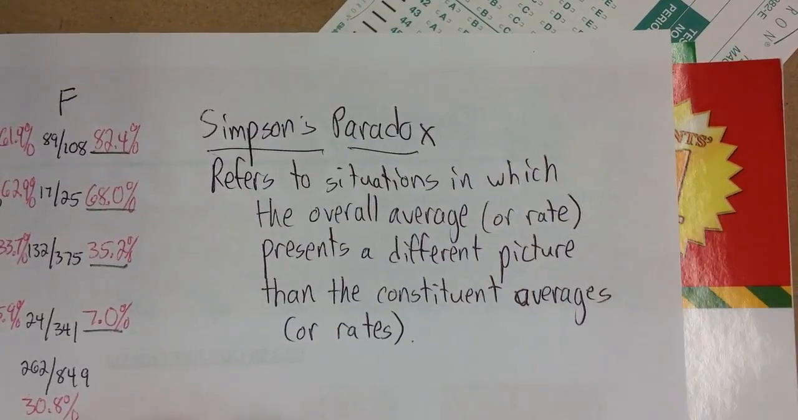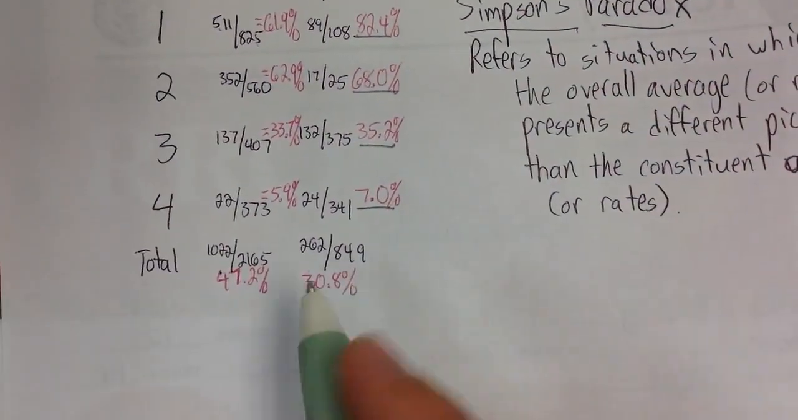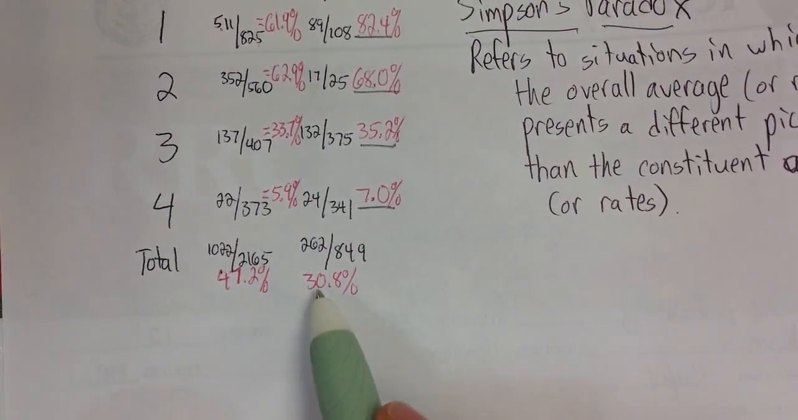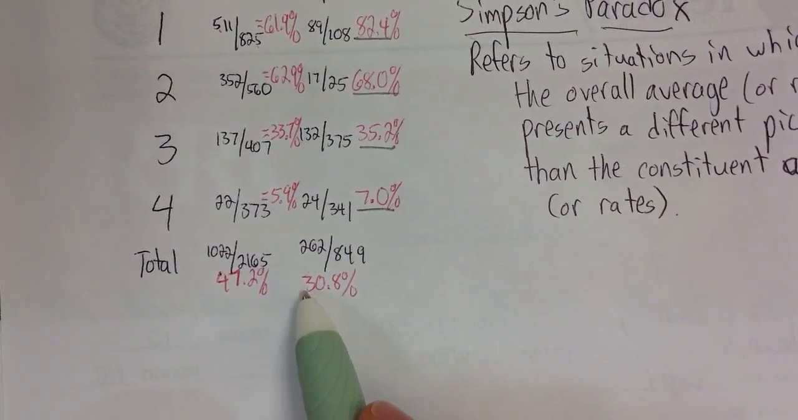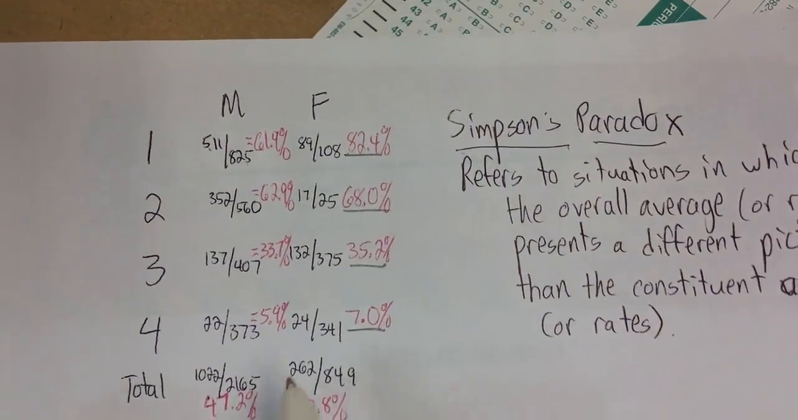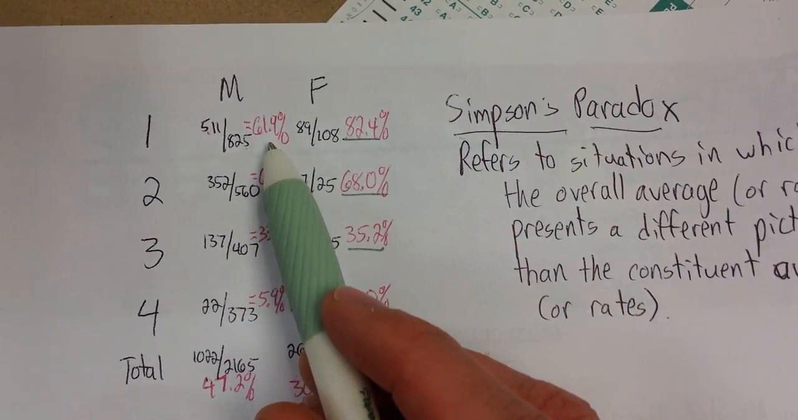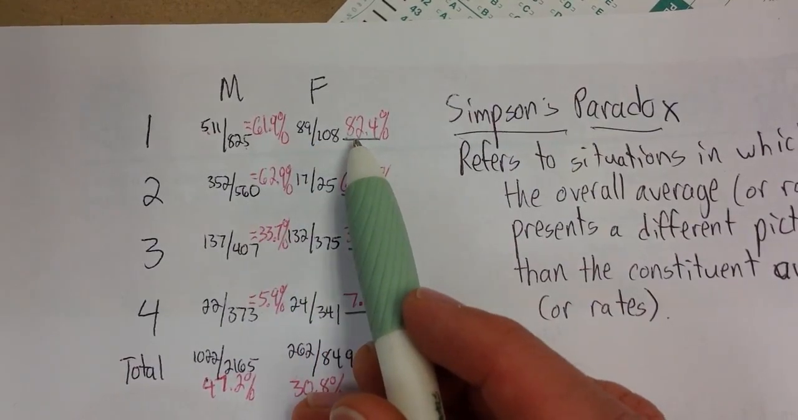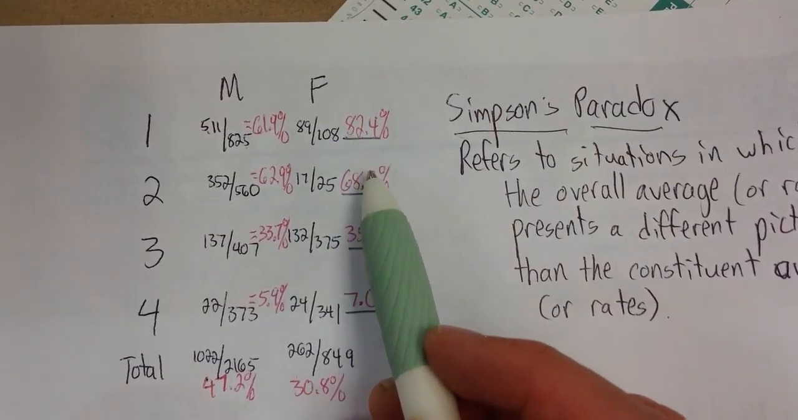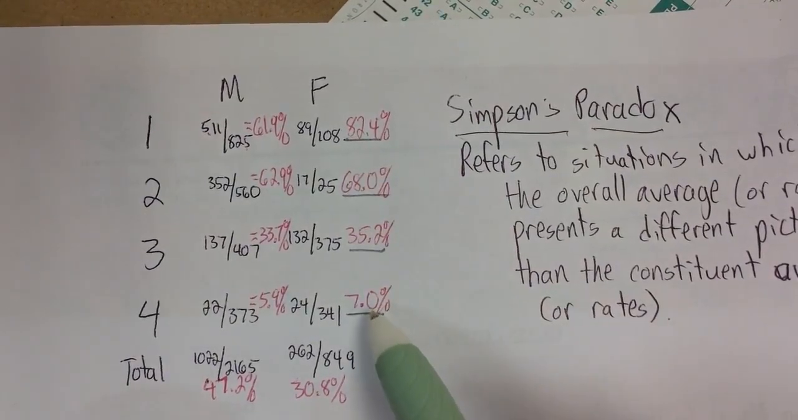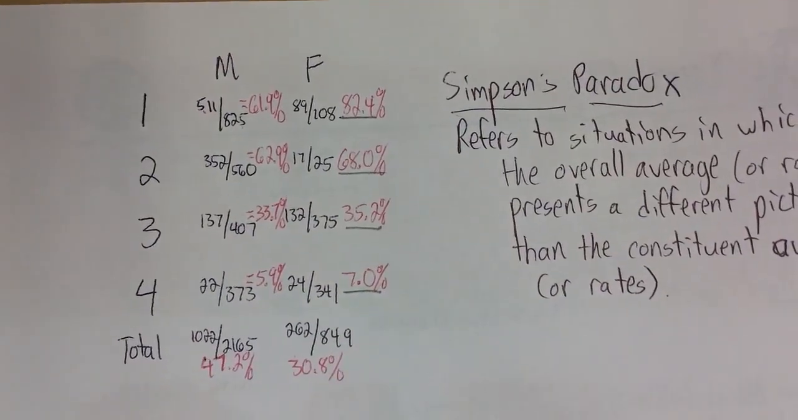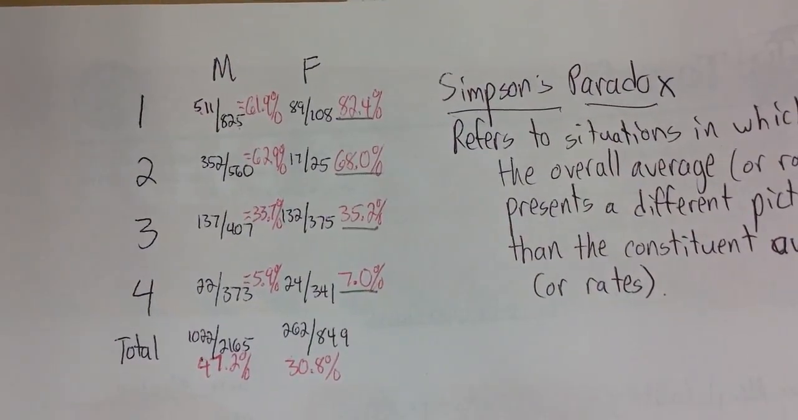So to relate that to what we just did, if you look at the overall rates, you see that men are being accepted at a higher rate than women. However, when you look at what makes up those ratios and calculate the constituent rates, you find that the opposite is happening. Females are being accepted at higher rates in this case, in all 4 programs. So you might ask, when does Simpson's paradox arise?